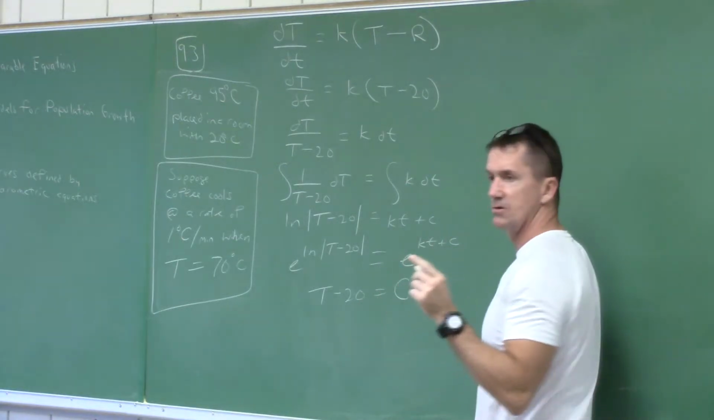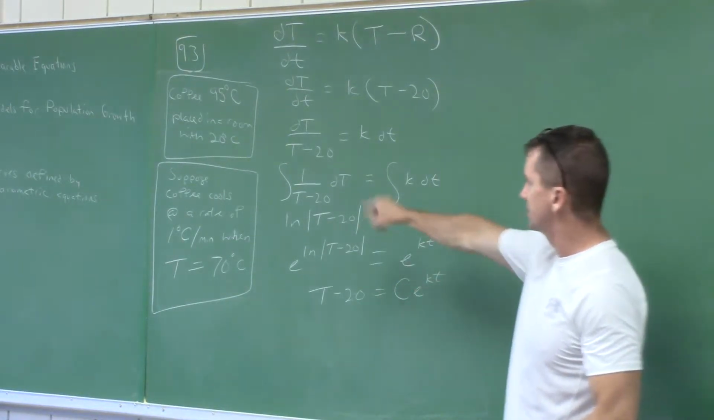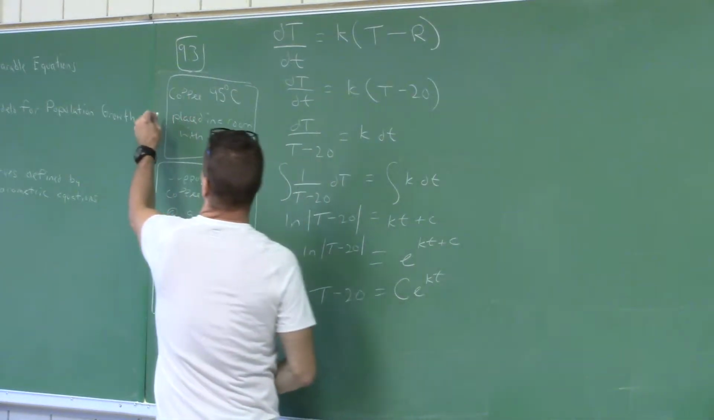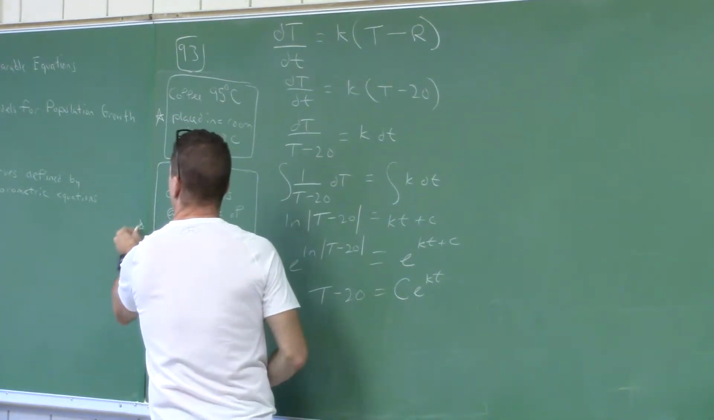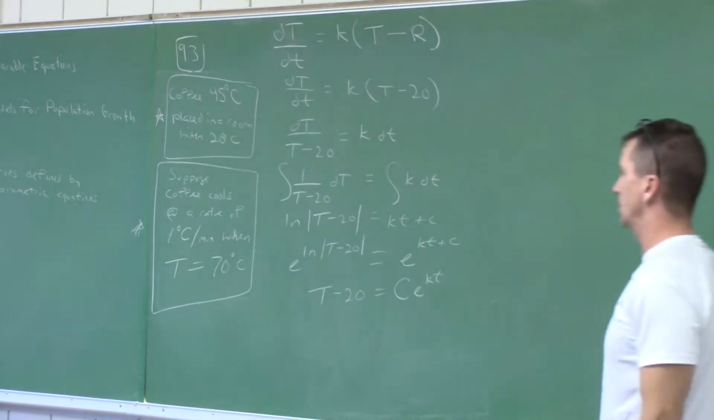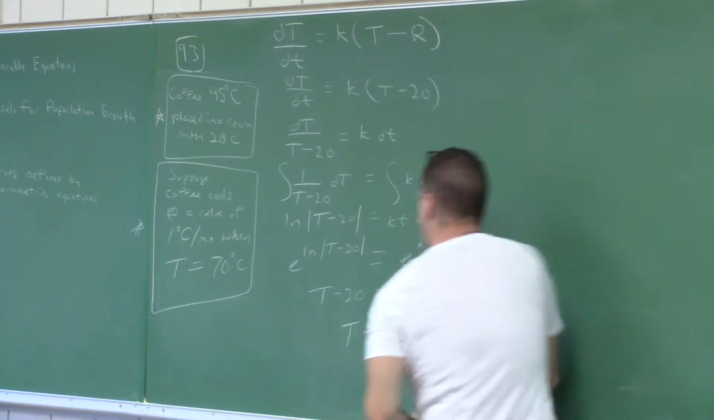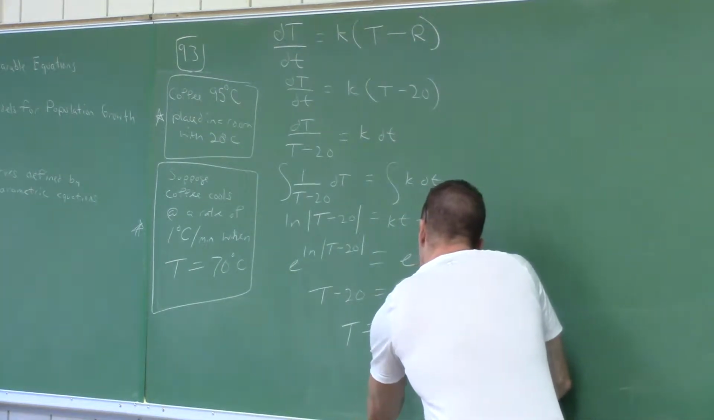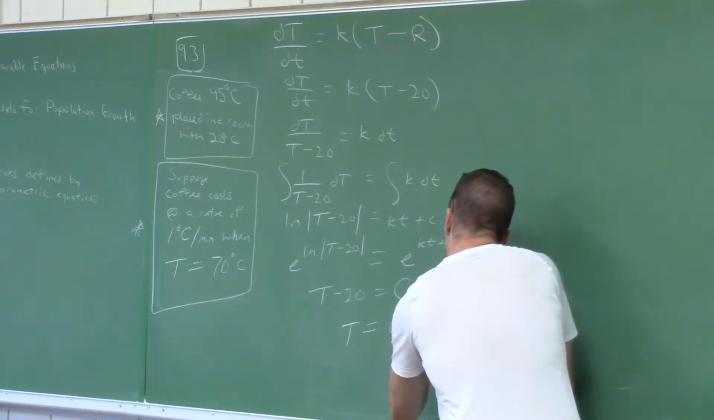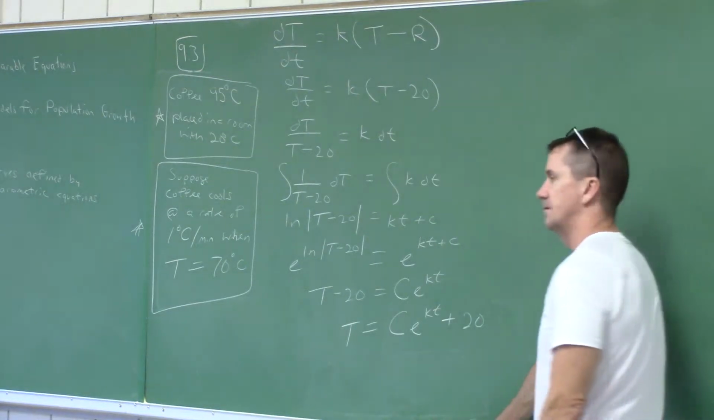So we got 2 unknowns in this problem, the big C and that little k, but this information right here is going to help us to find both of those. We'll go in and figure out what they are. So what's T? Well, according to Newton's law of cooling, T equals big C e to the kt plus 20. There's that room temperature.